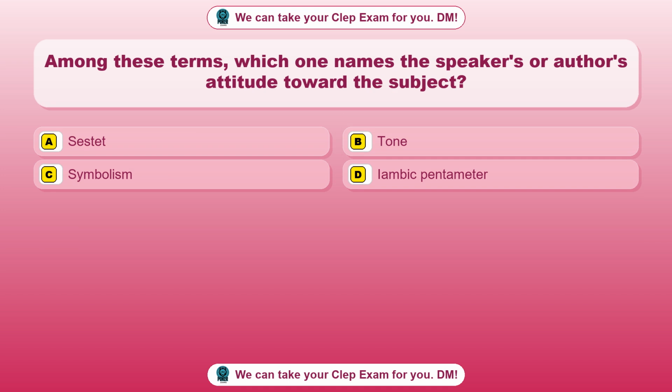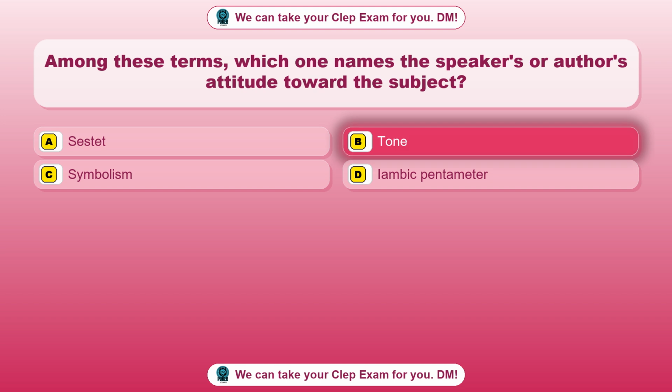Question 77. Among these terms, which one names the speaker's or author's attitude toward the subject? Option A, sestet. Option B, tone. Option C, symbolism. Option D, iambic pentameter. The correct answer is option B, tone.